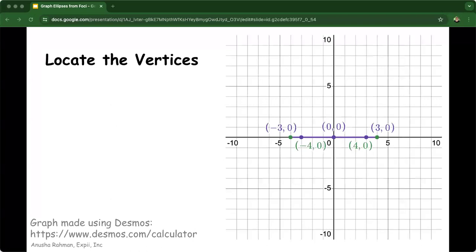The vertices are the endpoints of the major axis. From the center 0, 0, move 4 units in each direction along the x-axis to locate the vertices. So the vertices are -4, 0, and 4, 0.